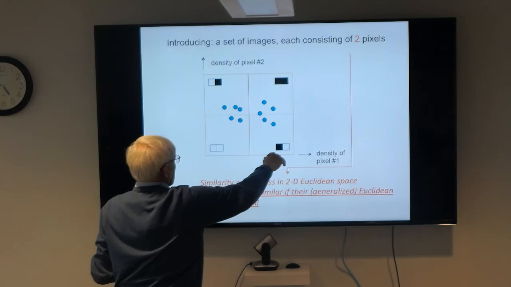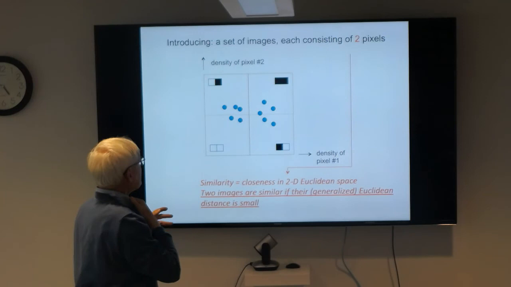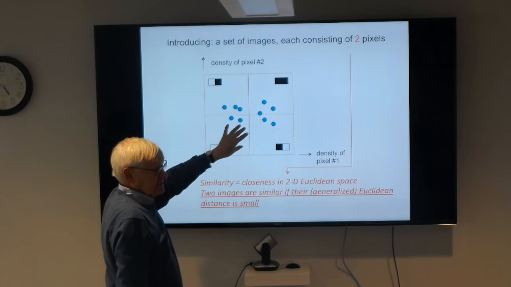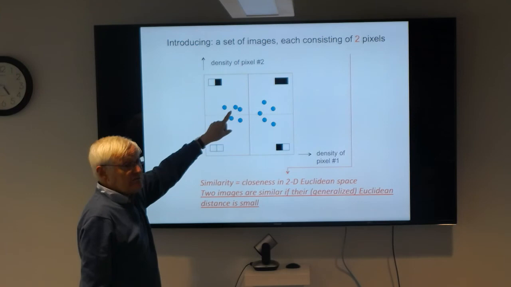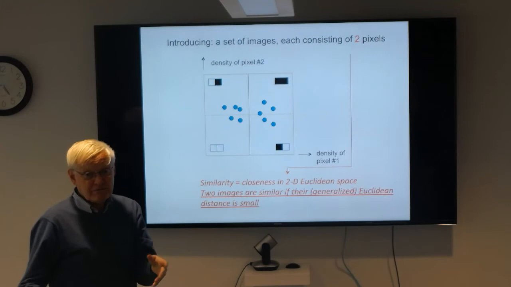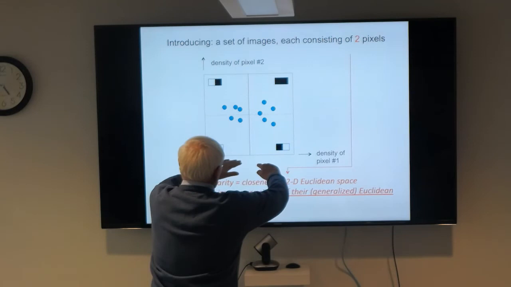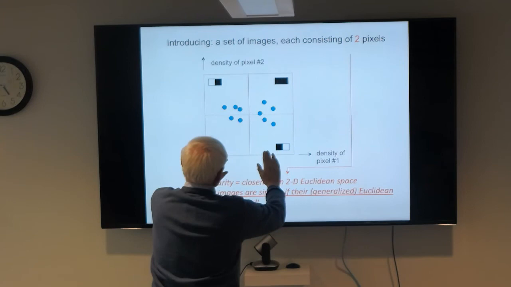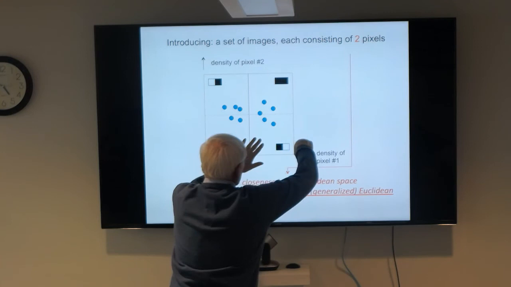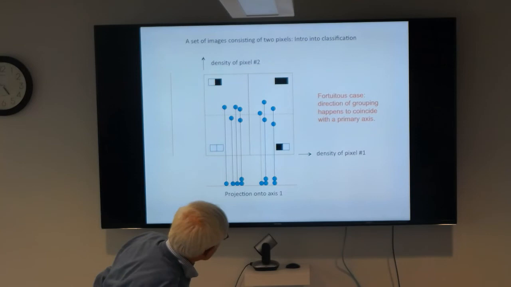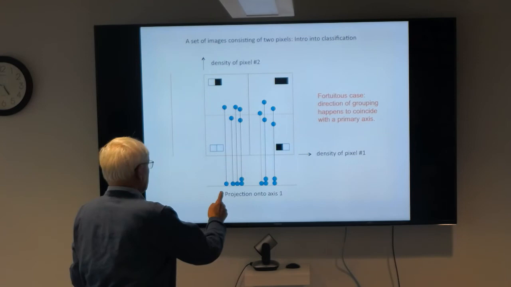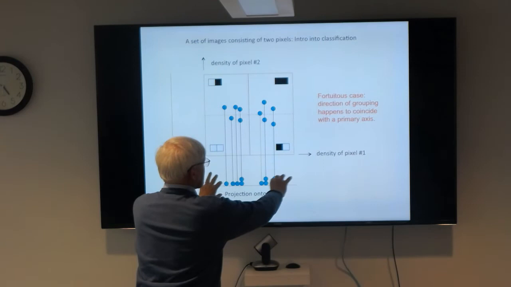And now think about clusters formed by images of this kind, and I plot them here. They are particular combinations of gray values. We immediately see from here that there are two clusters, but the computer doesn't see that. If we look from here, they pretty much form one continuum. Here they form a continuum. Actually, this is a fortuitous case in which the projection onto one axis gives us a cluster. But that doesn't happen very often.